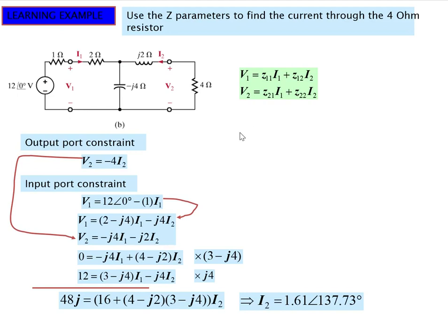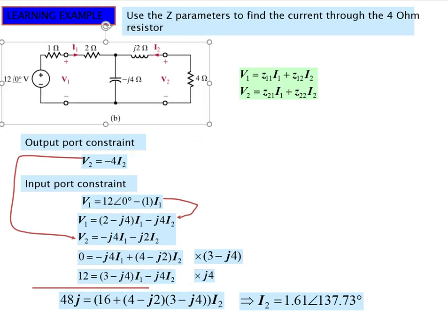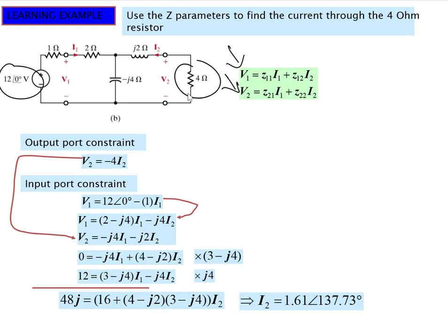Now let's calculate the value of current in the 4 ohm resistance using these parameters that we have studied. For that we have these two equations, this equation and this equation. We have this V1, put this V1 in here, and we have this thing on the V2. So V2 is equal to minus I2 into 4.